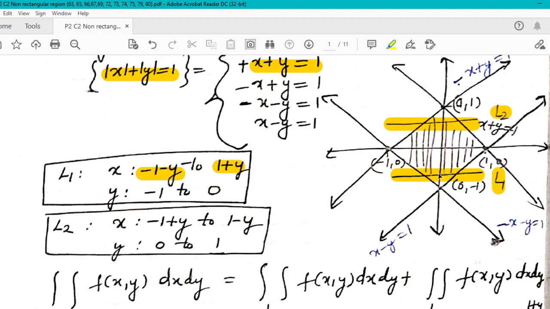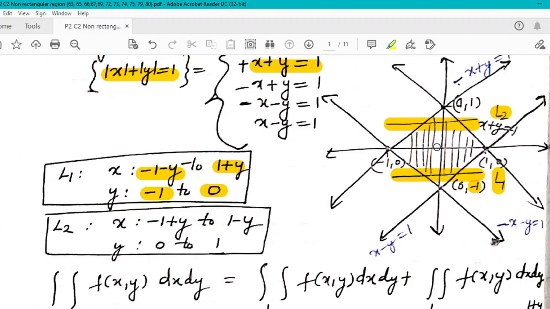Now we know that this line L1 can be shifted from this point to this point to cover the lower region. At this point the value of y is -1. At this point the value of y is 0. This is the origin. So the value of y is from -1 to 0.